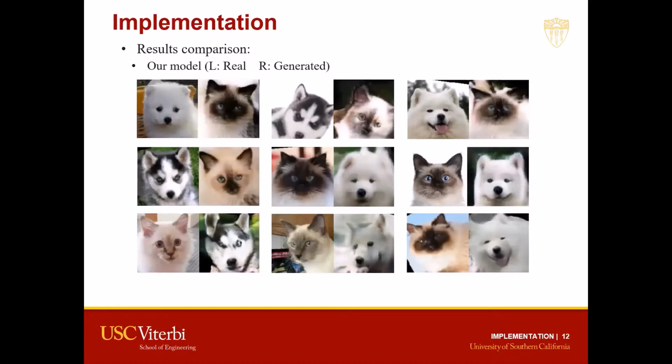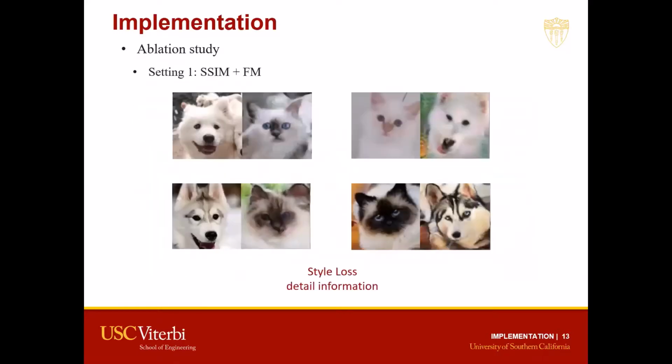From the second row, we could say the posture and the orientation are preserved well, and the third row shows the diversity of our model. We could not only generate husky, but also summarize with different expressions. We also do some ablation studies to further explore the functionality of each loss function. In the first setting, the style loss is dropped. From the output images, we could see the face is weird. For example, the nose of the cat generated from the first image does not lie in the center of the face. So, the style loss could keep detailed information like relative location between nose and eyes.